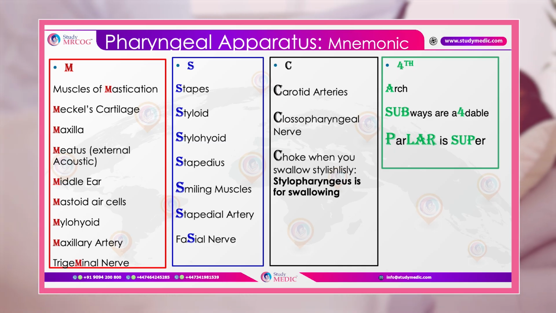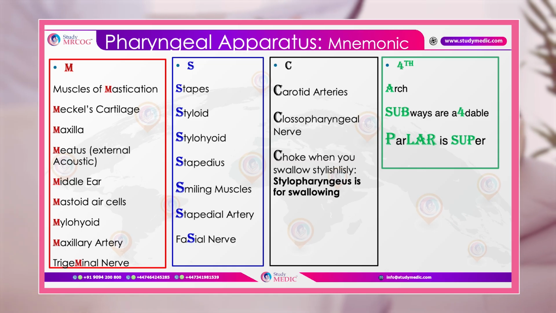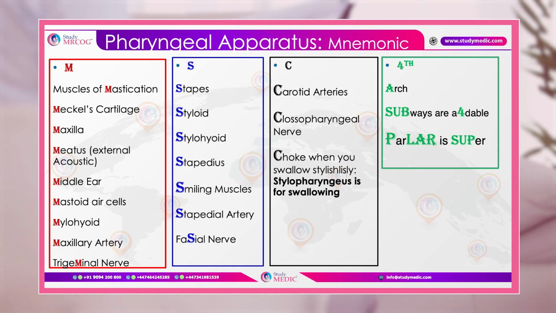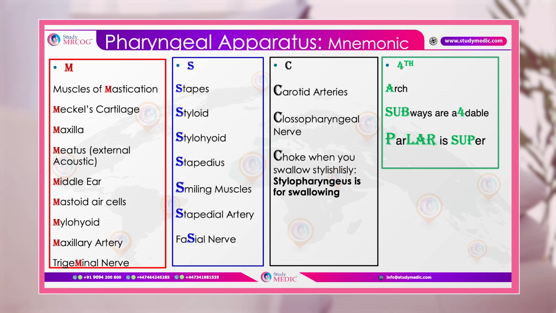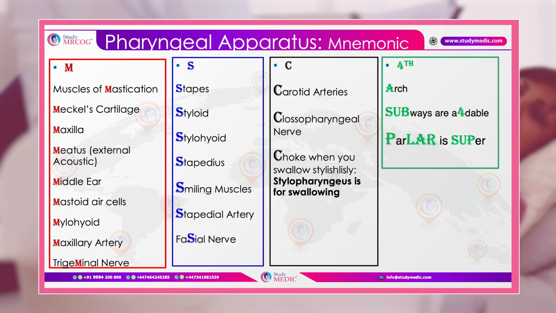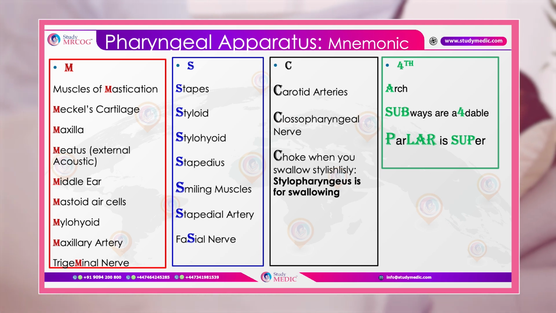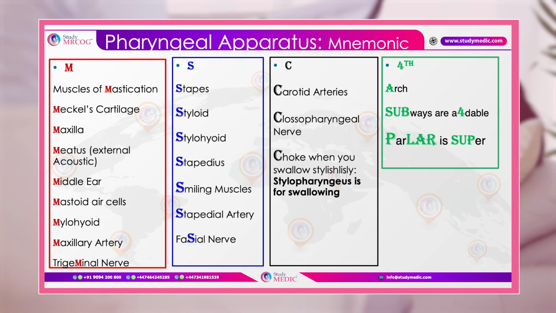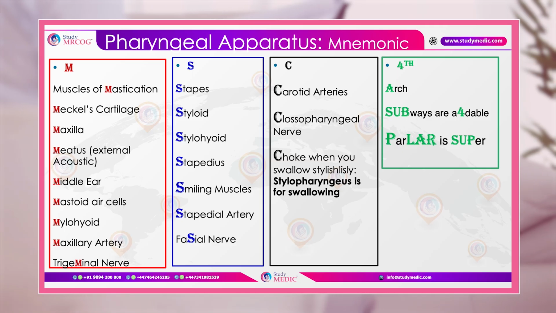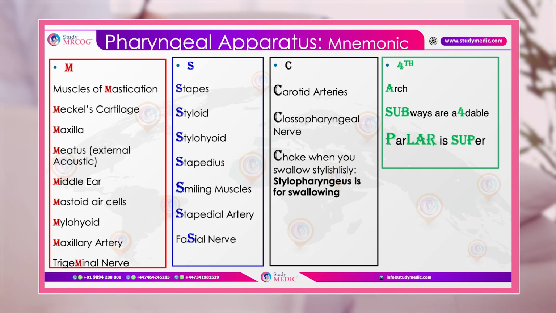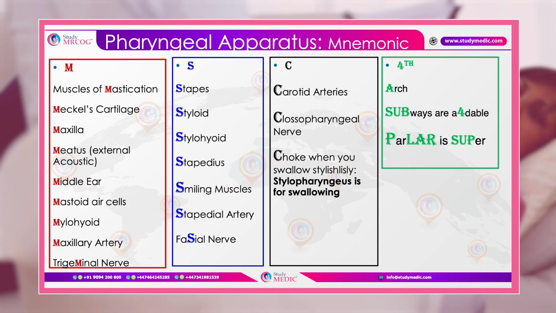Suppose you imagine yourself at a party, trying to be very formal. When you try to be very formal and you drink in a stylish way, and you see somebody noticing you, you kind of choke on it. So you choke when you swallow stylishly. Stylopharyngeus is the stylish part of it, and it is used for swallowing.